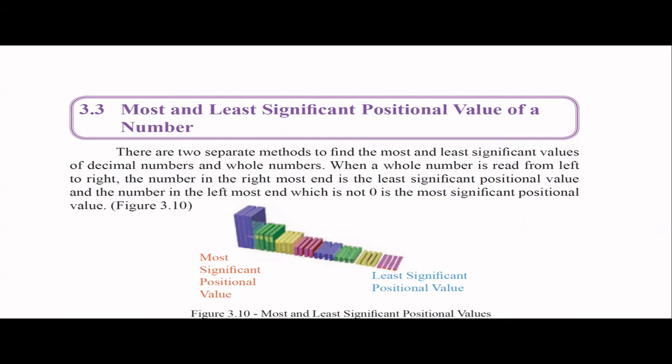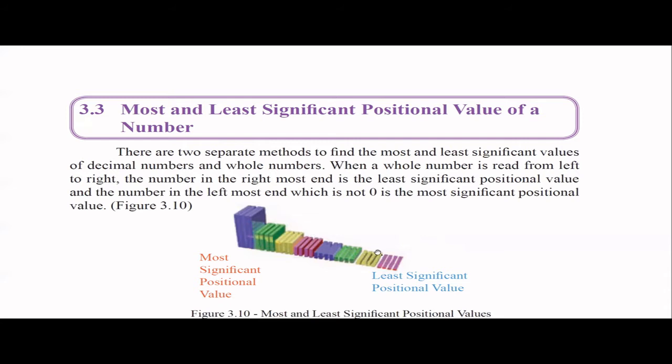Most and least significant positional value of a number. If you take a number, you have to get the most and the least significant positions. When you consider whole numbers and decimal numbers, there's a slight difference. If you think about a whole number, you're reading it from left to right. The digit in the least position is the rightmost end.